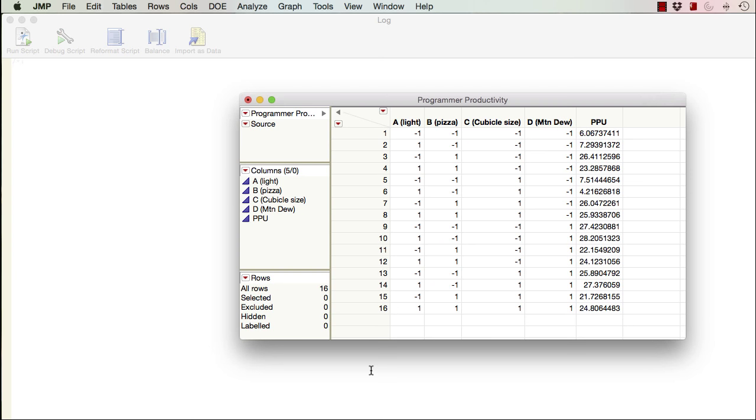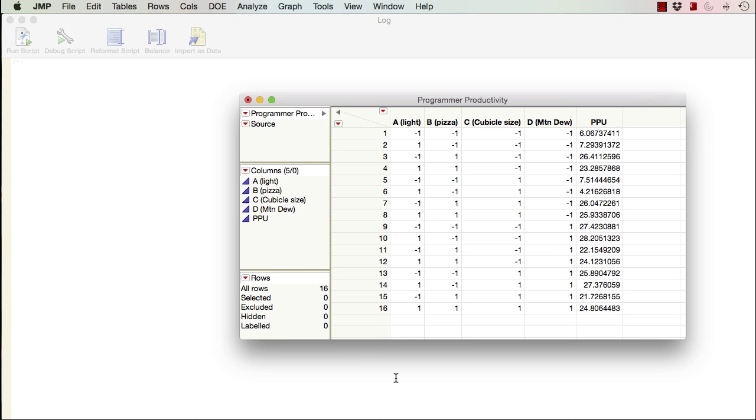Here we have the result of a hypothetical experiment. The experiment is to determine what factors most affect programmer productivity. So in this hypothetical experiment, we took a programmer, placed them in a cubicle that was either large or small, applied either lots of light or not lots of light, gave the programmer lots of pizza or not lots of pizza, and gave them lots of Mountain Dew or not lots of Mountain Dew. We measured their productivity in hypothetical units called programmer productivity units.